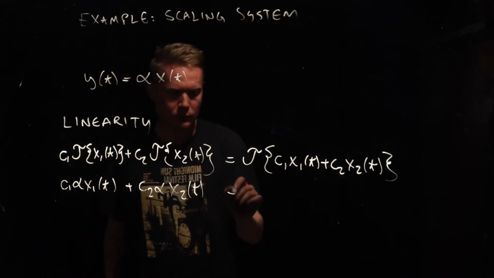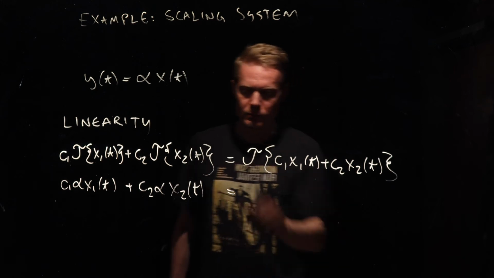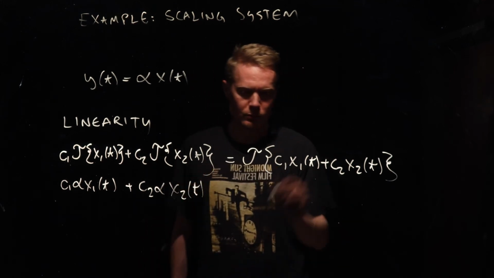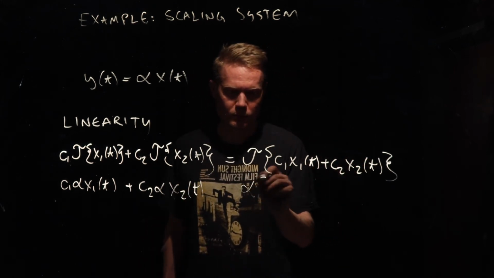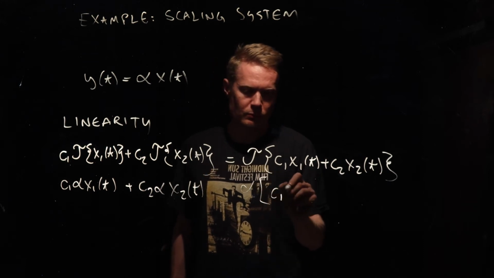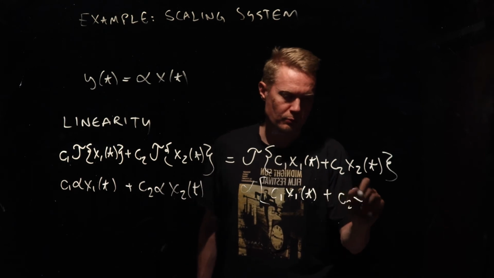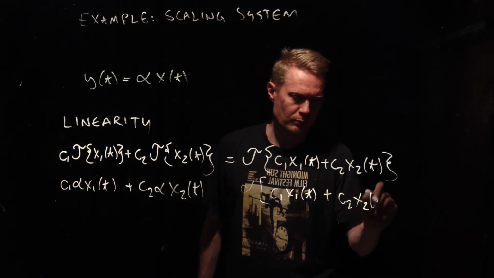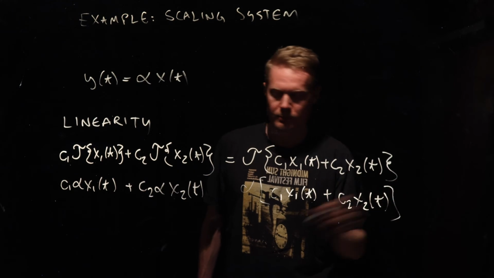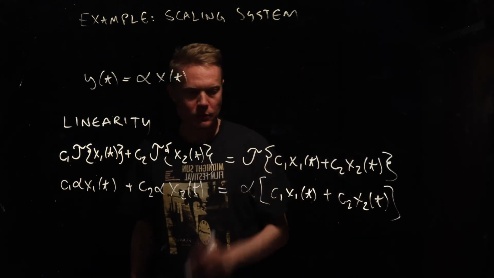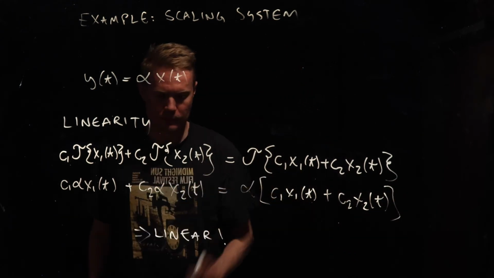The left-hand side evaluates to this, as the system just applies a constant scaling by alpha. And the right-hand side applies a scaling alpha to the linear combination of these inputs. And it's quite obvious that these two are equivalent, which means that this system is linear.